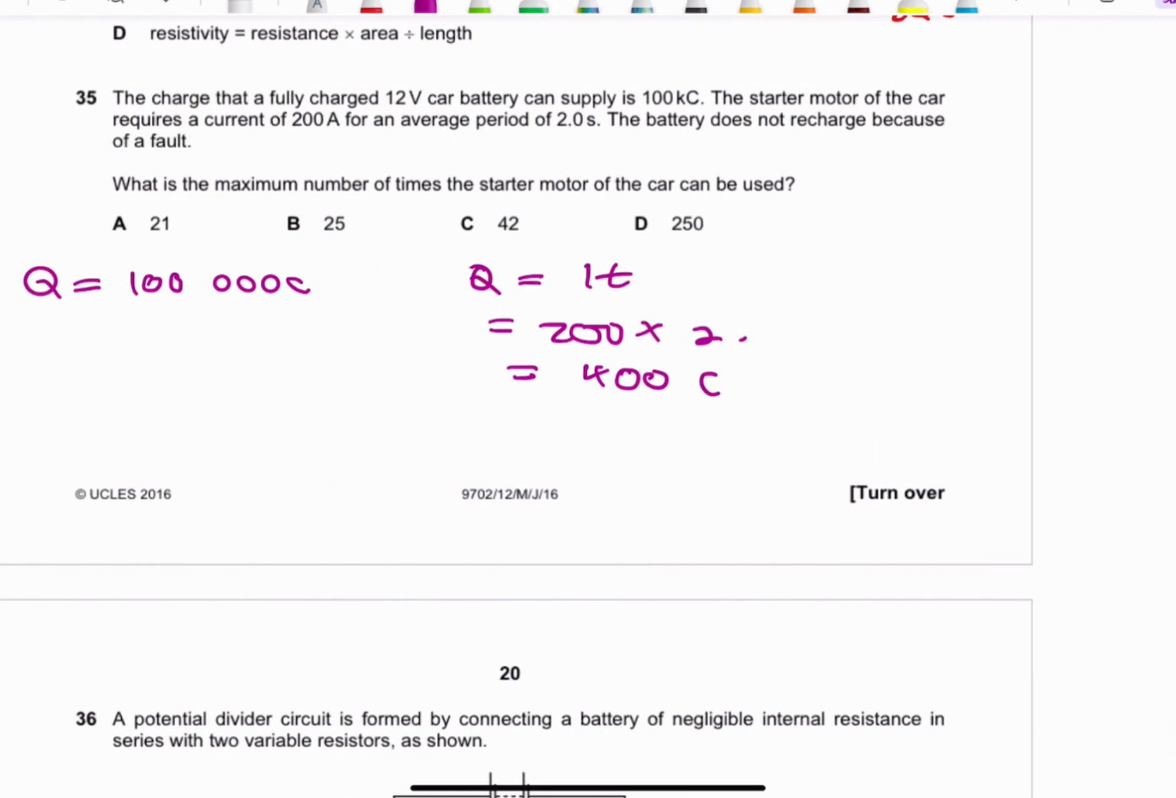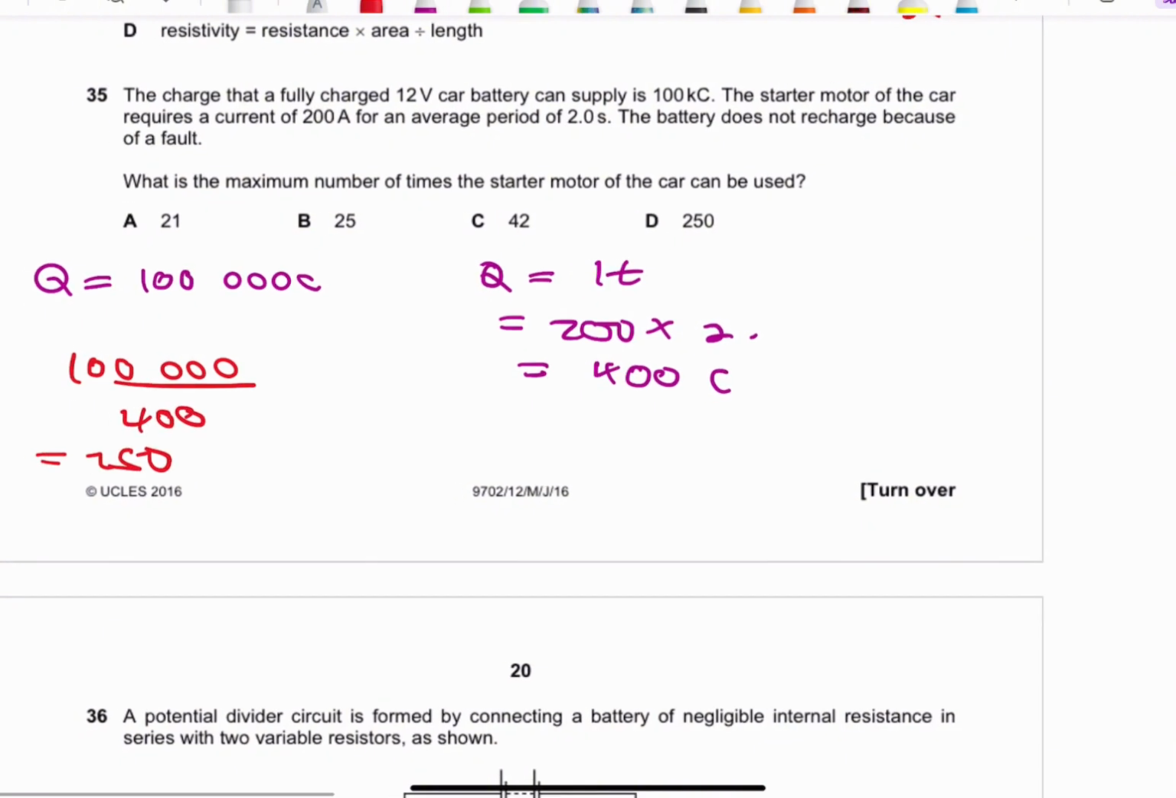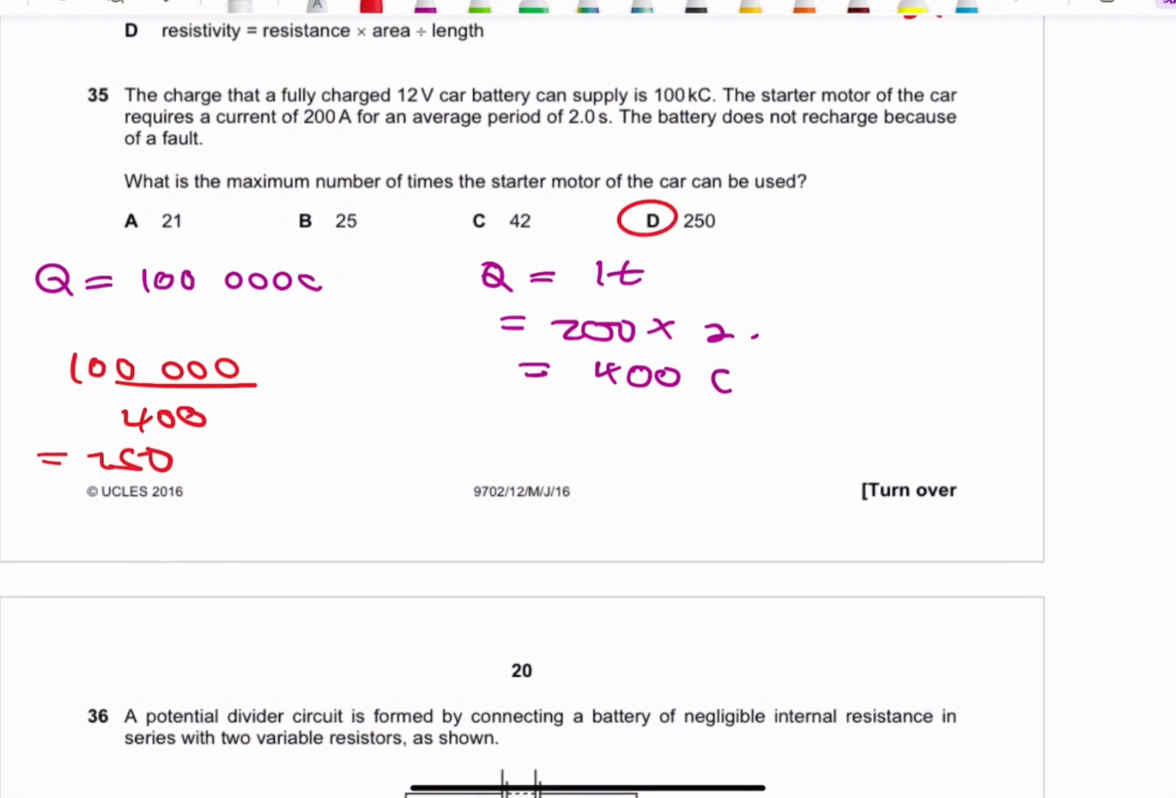So how many times can I start it? It's more like this: you start the car, you take 400, and you don't recharge the battery. So how many times can you keep on doing that? How many 400s can you take from 100,000? It's basically 100,000 divided by 400. That's 250. So it's 250 times that you can keep on taking 400 until the battery says, no, I'm done. You've exhausted everything.